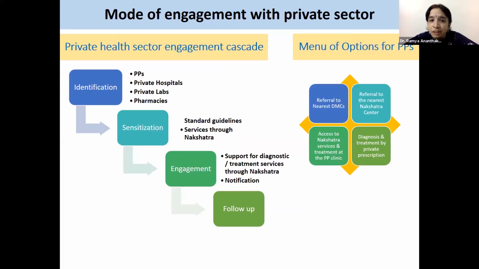So this is our model of engagement with the private sector, where we reach out to private practitioners. We sensitize them on the standard guidelines for NCD, and we provide the services through the Nakshatra Center. So we sensitize them on what services are available in the Nakshatra Centers, and we provide support for diagnostic and treatment services through these centers. And in the case of TB, we also help in the notification and help support the follow-up of patients with NCD, diabetes and hypertension.